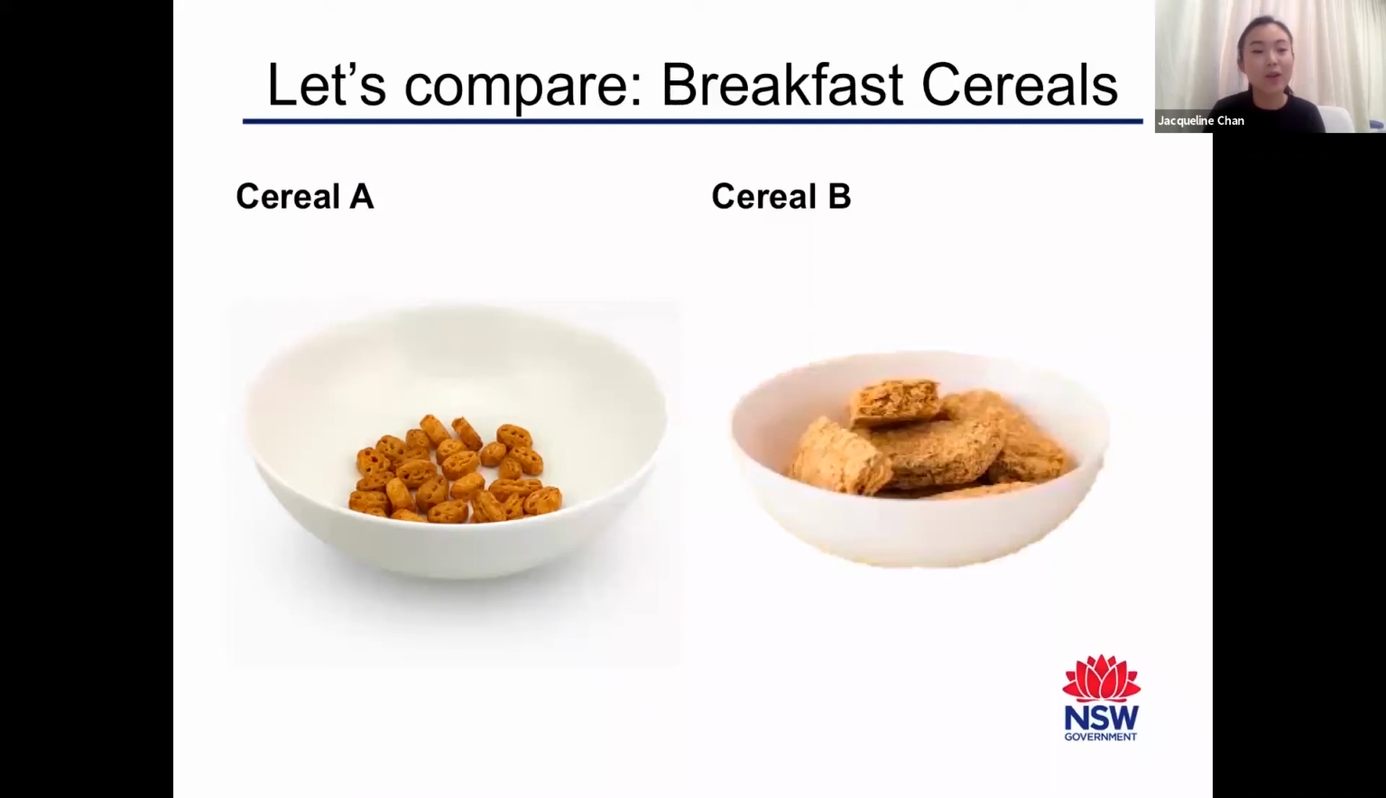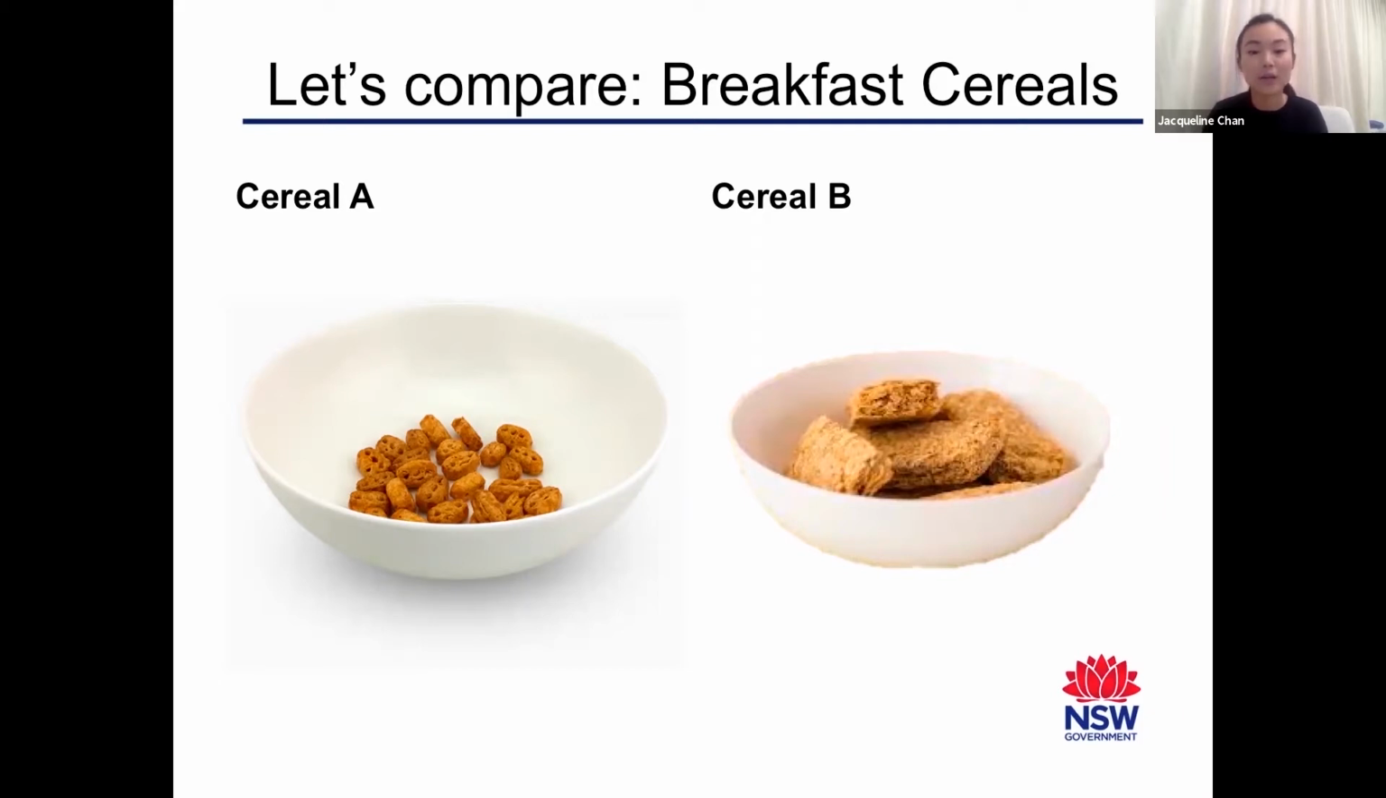So we've got our first example here and we're comparing breakfast cereals. On the left, we have cereal A. It's an unnamed cereal with a 4 health star rating. It's endorsed by athletes and it claims to be one of the highest protein cereals. On the right, we've got cereal B, which claims it's low in sugar, it's 97% whole grain, and it's Australian made.